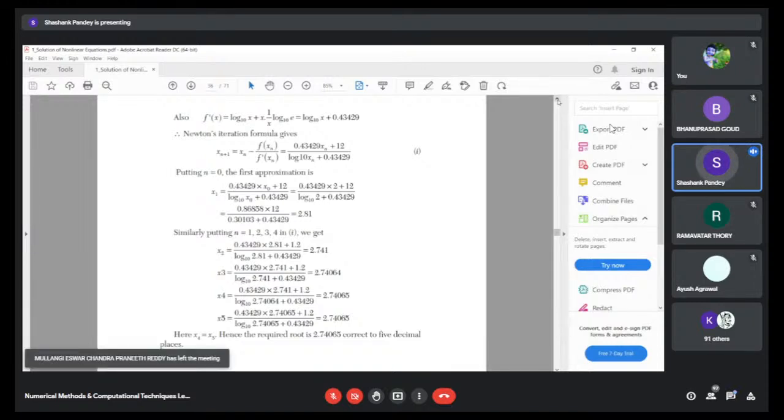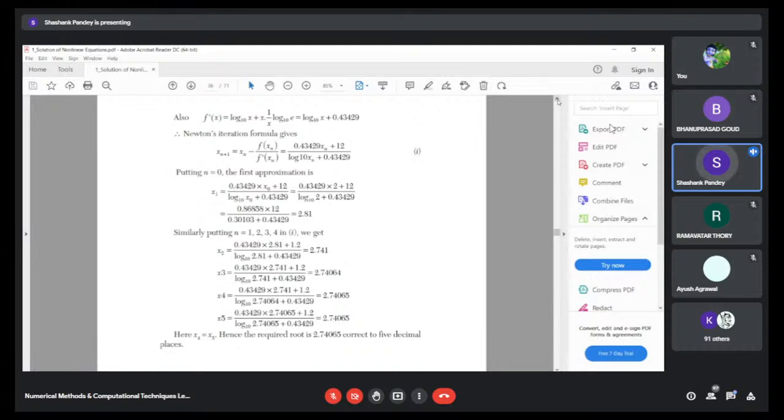If we put n equal to 0, that is x naught equal to 2, we get the value of x1 as 2.81. Since we need to calculate the root correct up to 5 decimal places, we proceed with iterations up to the fourth and fifth values, and we see that x4 and x5 are equal. That means we have reached the desired accuracy, and the root of the equation is 2.74065.